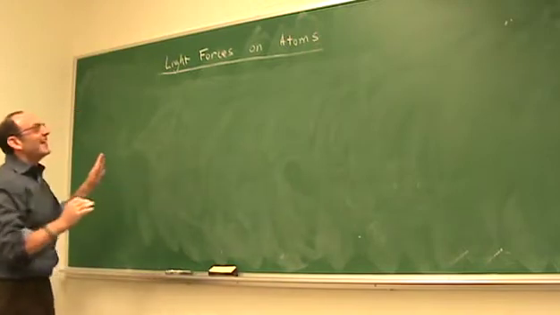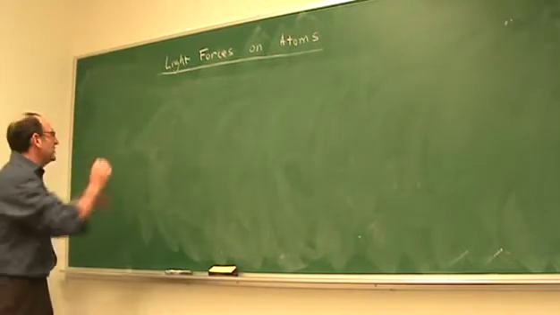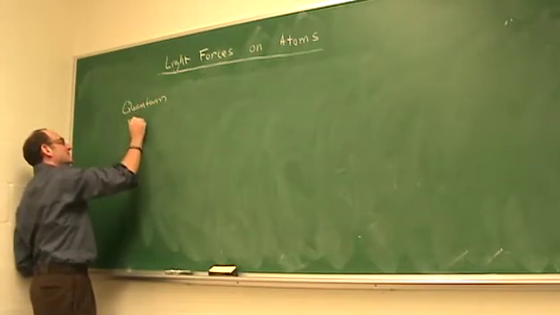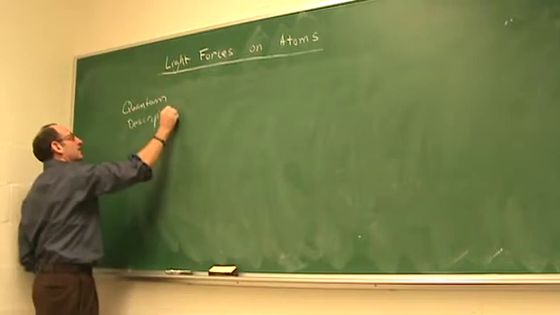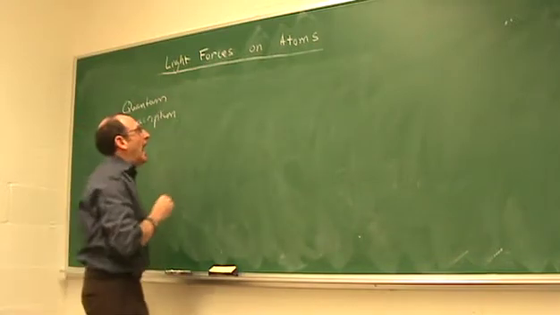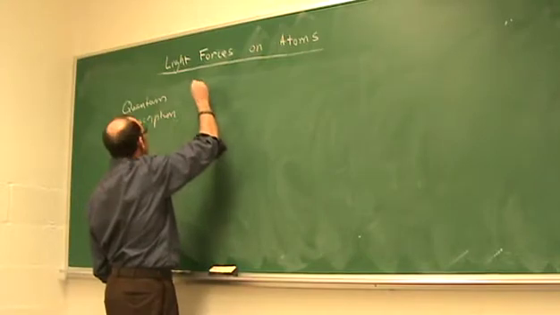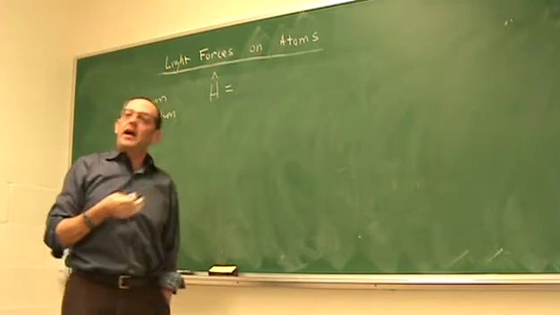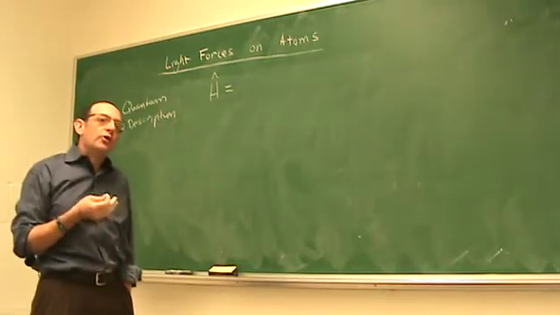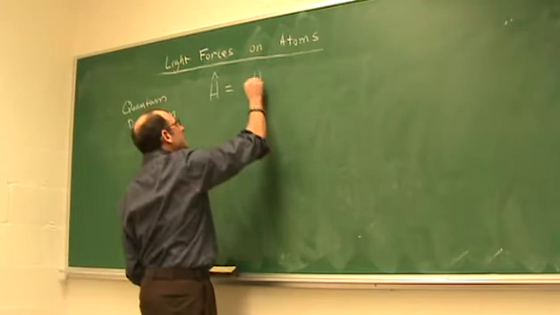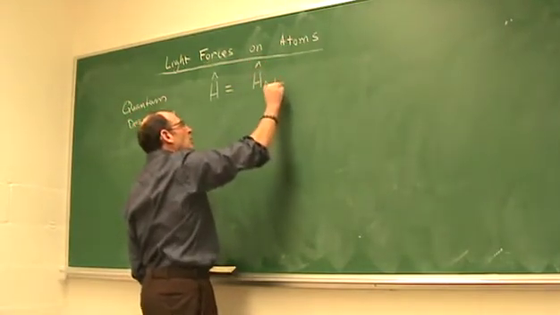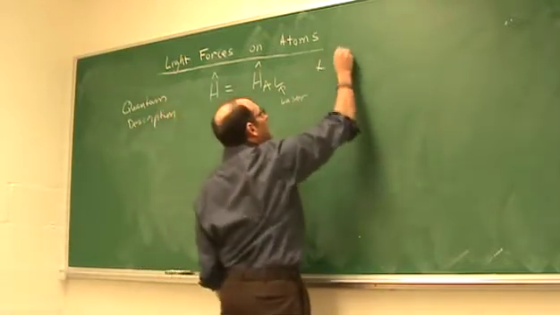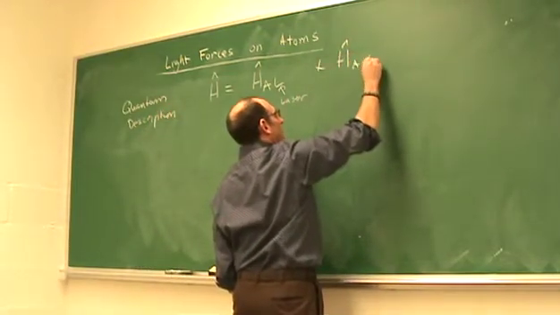All right. So, light forces on atoms. We're talking about a quantum description. So our interaction potential, our Hamiltonian, we can break up into two pieces. There is a piece that I'll say is the interaction with the laser, and a piece that will be the interaction with the vacuum.